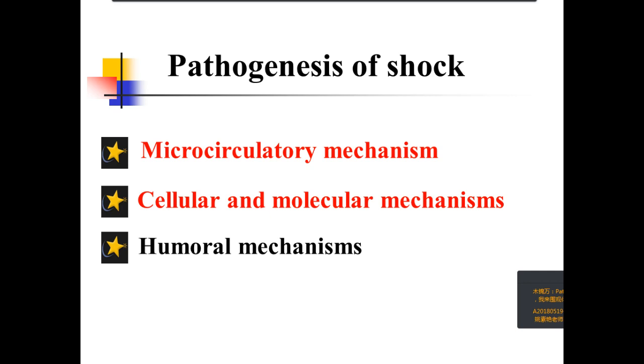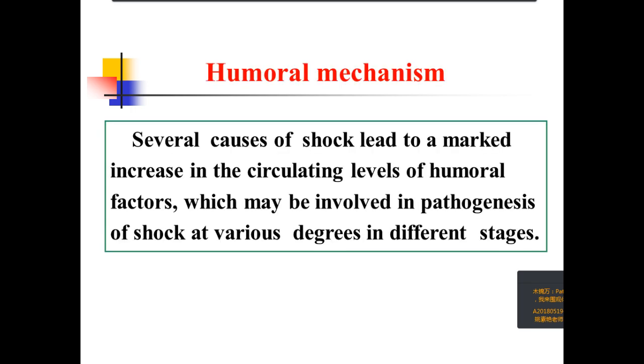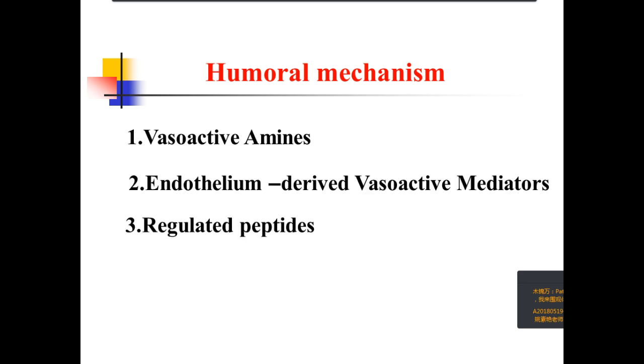Now the cellular and molecular mechanism, it is easy. Now the last, the humoral mechanism. Several causes of shock lead to a marked increase in circulating levels of humoral factors, which may be involved in the pathogenesis of shock to various degrees in different stages. Humoral mechanisms include vasoactive amines and endothelium-regulated peptides.